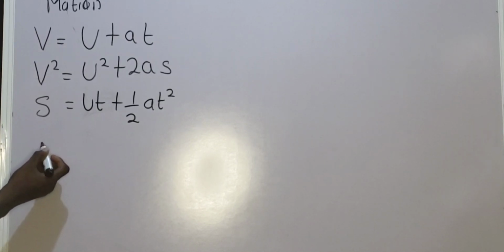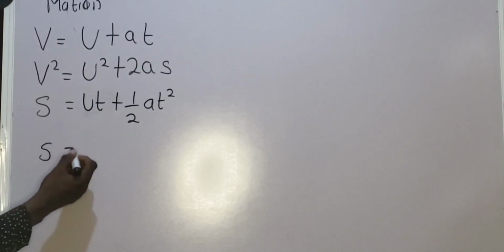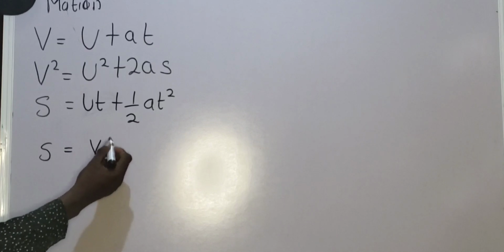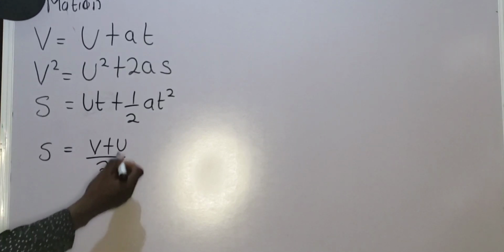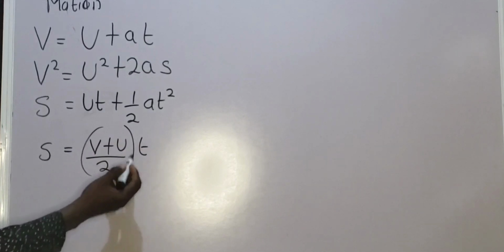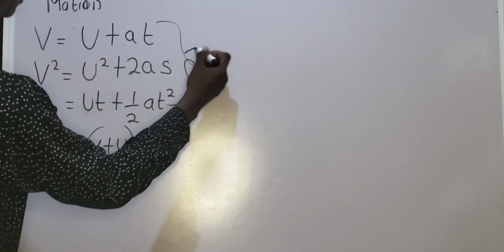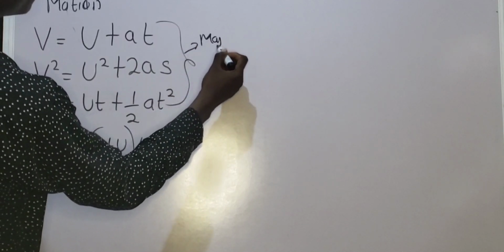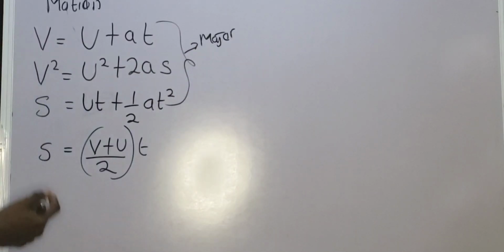But we have another one, which is S is equal to (V plus U) over 2 multiplied by time. But these are the three major ones. You understand? Let me put it as major. These are the three major equations of uniformly accelerated motion.